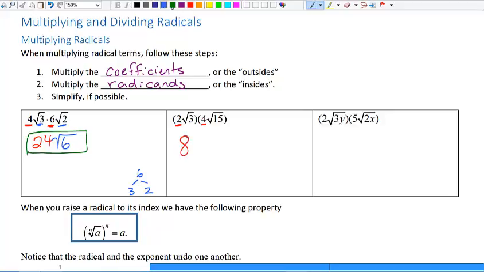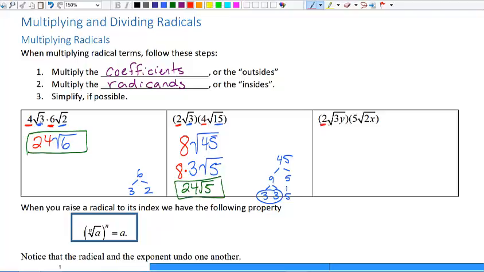On the next problem, my coefficients are 2 and 4, so I multiply 2 times 4 to get 8. My radicands, 3 times 15, multiply to get 45. Step 3 says to simplify if possible, so I'm going to take 45 and see if I can't break that up. It looks like 9 times 5, 3 times 3 times 5. So there is a pair, and since it's a square root, we're looking for groups of 2. So the 3 comes out, the 5 stays home, but don't forget that you also had the 8 out front. So we're going to multiply those two together to get 24 square roots of 5.